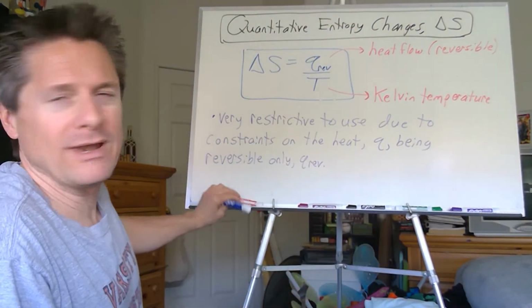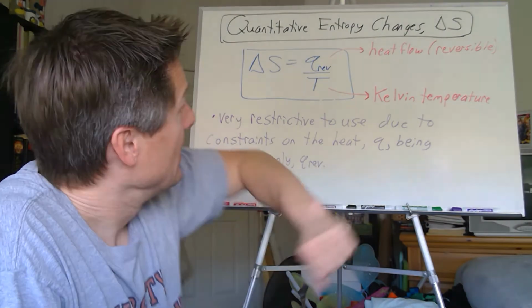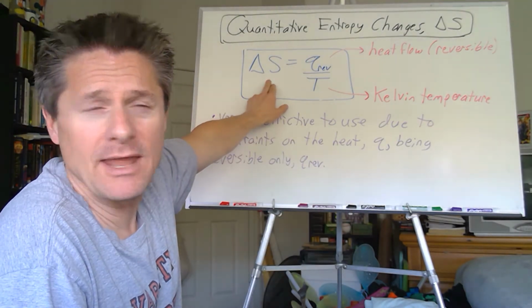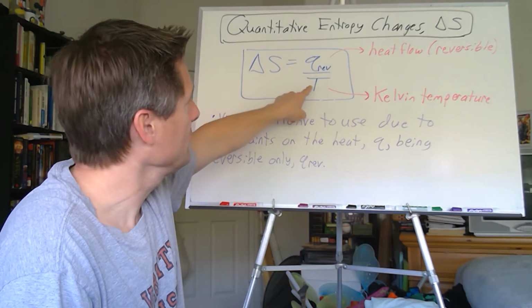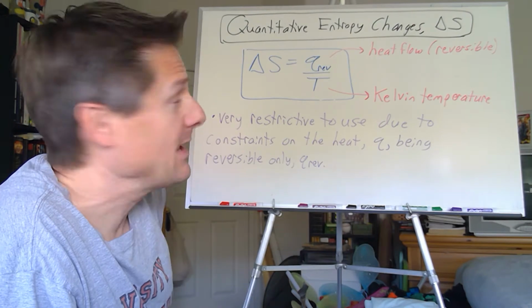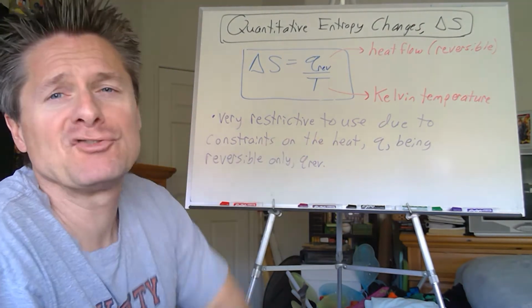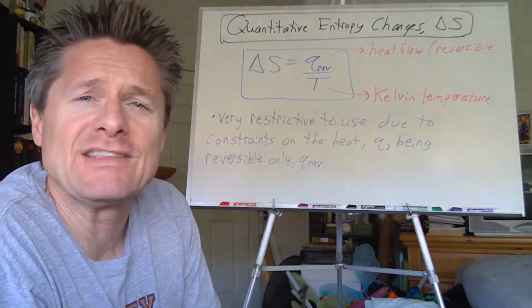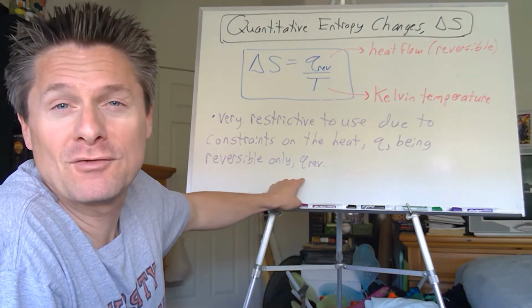I'm not going to go into gory detail on that. You can read about it if you want to. And we got the temperature. It's got to be in Kelvin. So you can see the units on entropy. It's going to be joules or kilojoules per Kelvin. Typically, we'll do that in joules per Kelvin. All right, you can see how that pans out. But again, this is very restrictive to use because of the restraints on the heat flow being reversible.